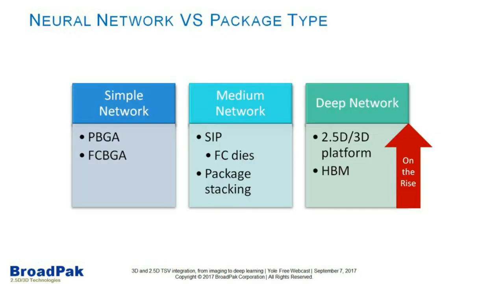The other market that was just mentioned was neural networks, machine learning, and deep learning. The way that we see it, there are three types of requests for that. It could be the simple network, where there would be just one single monolithic die that would go on a basic FPGA package or just a flip chip BGA. That could be just a GPU die, a CPU, or just an FPGA. And that should get the job done.